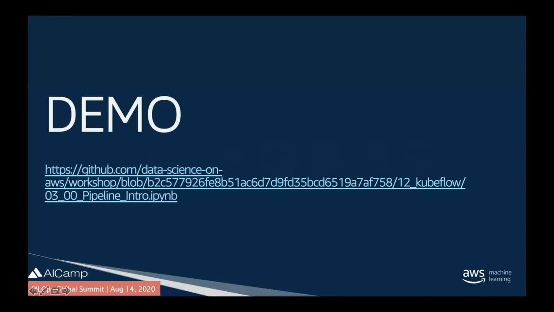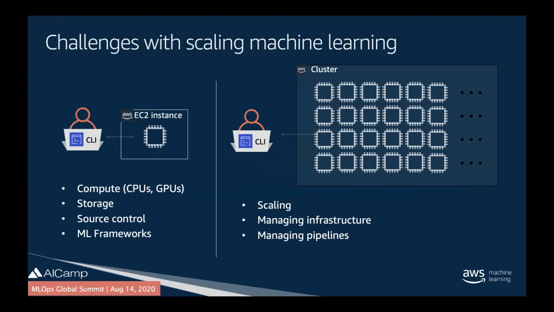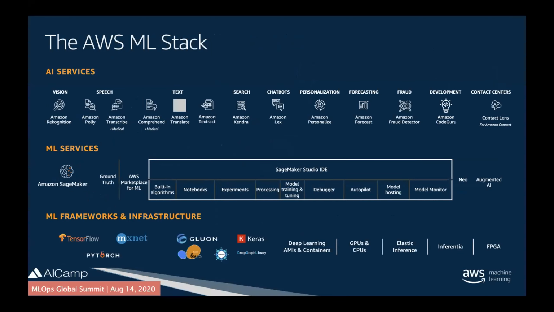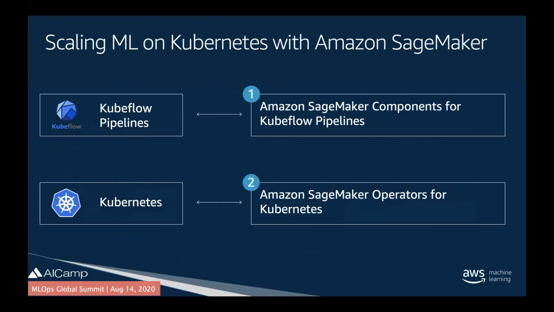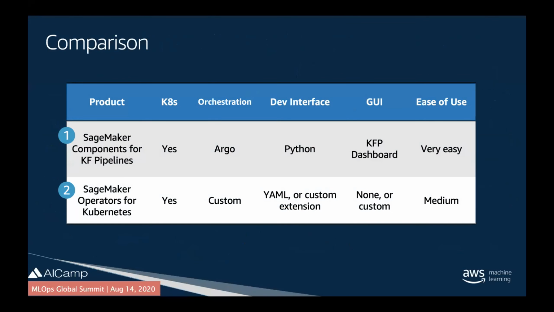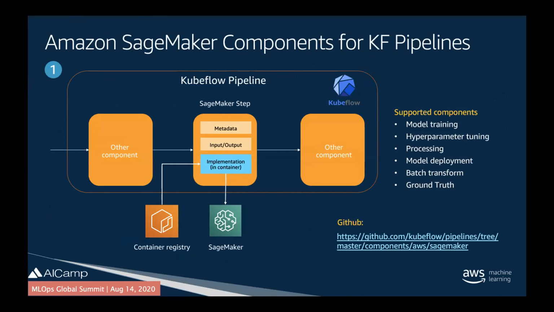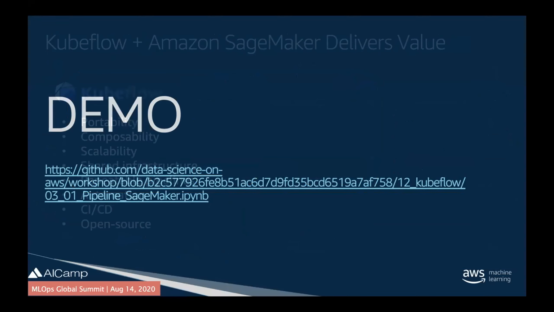So let me quickly jump back to my presentation. I have a couple more slides here, and I guess the slides will be shared afterwards. They go into a little more detail on how you can integrate with the services, and also the different components and operators we have for Kubeflow pipelines and for Kubernetes. This is how we just built the pipeline, and we branched out to run the components on SageMaker. This is the demo I showed.